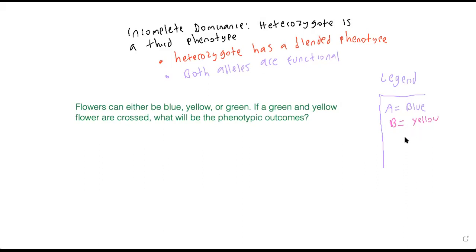So you're probably saying, well, wait a second. What's the combination for green? Where's the allele for green? There isn't one, because since green is a blend between blue and yellow, actually, if you are going to come up with a legend for green, it would be AB equals green. So as I said, your main hint that you are given an incomplete dominant problem is when the third phenotype is a blend.